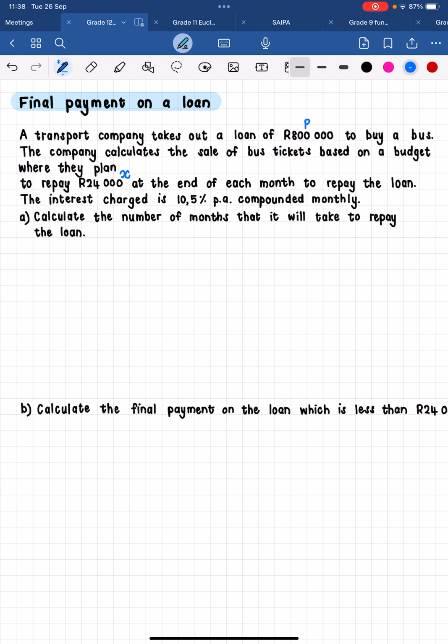The interest charged is 10.5% per annum compounded monthly, all right? So that's I, obviously. Calculate the number of months that it will take to repay the loan. So they're asking us for the number of payments, basically, right? Which is N.